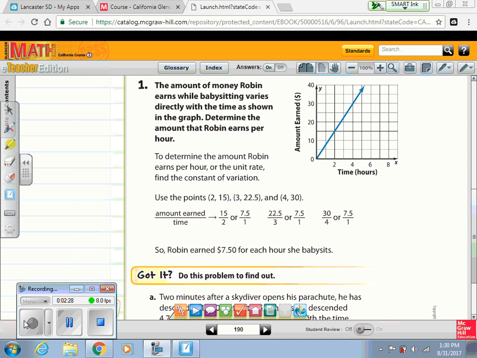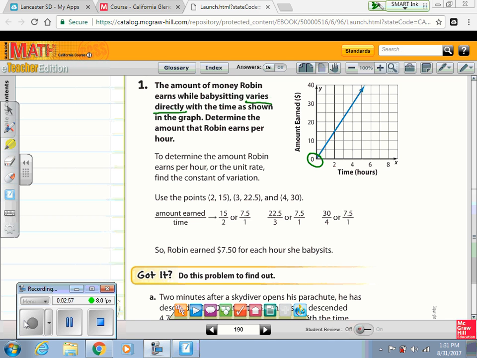So in this example, as you can see, it's going through the origin. And it says that the money Robin earns while babysitting varies directly with the time. So for every hour she works, the amount of money she makes goes up proportionally. She doesn't make more per hour as she babysits more hours, or less per hour. She makes the same amount of money per hour.